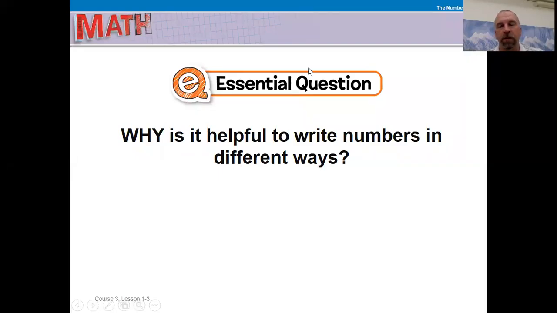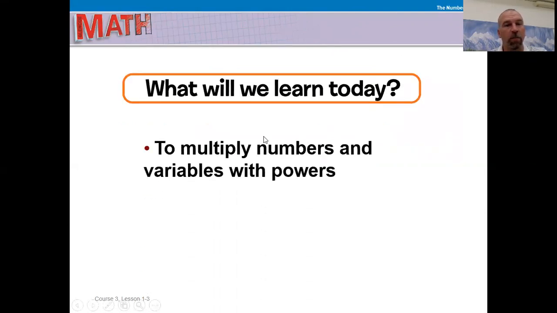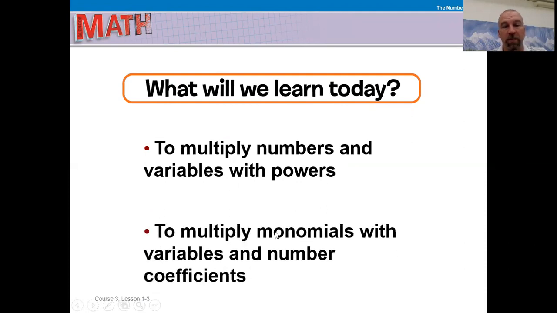Hello everyone. Today we're going to look at multiplying some monomials, they're called, single terms, with some common bases and some exponents. And we're going to learn an exponent rule. What we're going to do is write numbers in different ways because sometimes different ways can serve different functions. So today we're going to learn multiplying with variables and powers, and we're going to learn to multiply monomials, they're called, with variables and number coefficients.